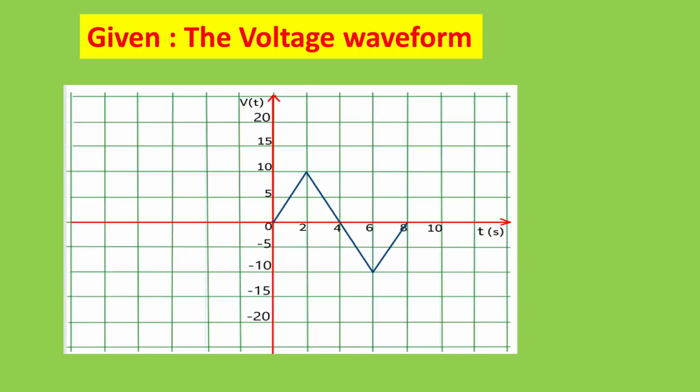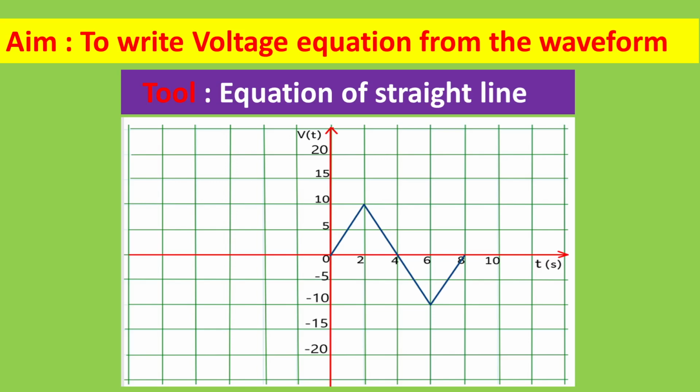Let's begin. Our goal is, given a voltage waveform with voltage on the y-axis and time on the x-axis, to write its equation. The equation will tell us how voltage changes with time for each part of the waveform. And in this case, we'll use the equation of a straight line.